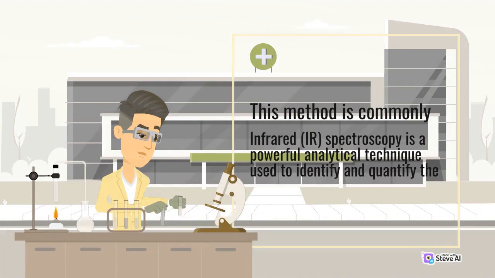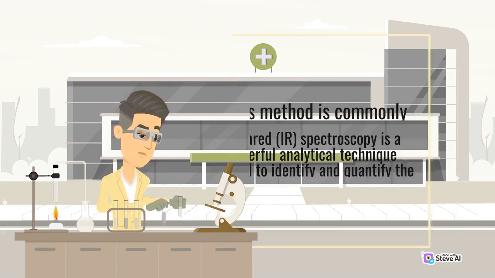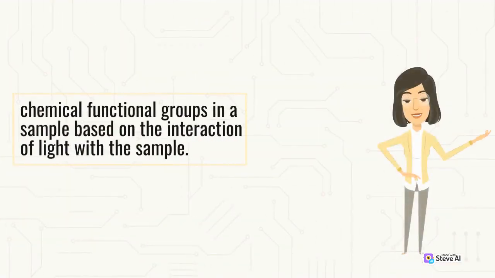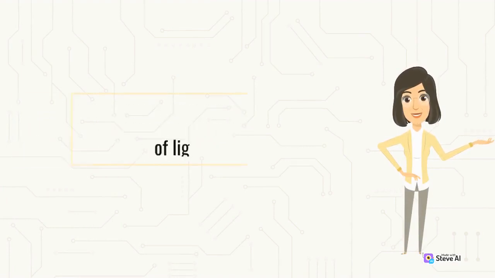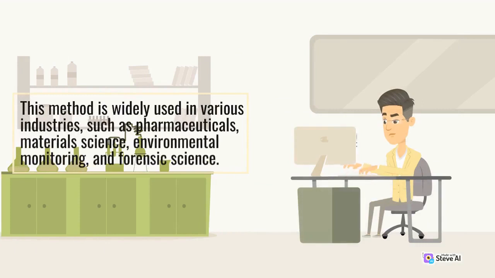Infrared (IR) spectroscopy is a powerful analytical technique used to identify and quantify the chemical functional groups in a sample based on the interaction of light with the sample. This method is widely used in various industries, such as pharmaceuticals, materials science, environmental monitoring, and forensic science.